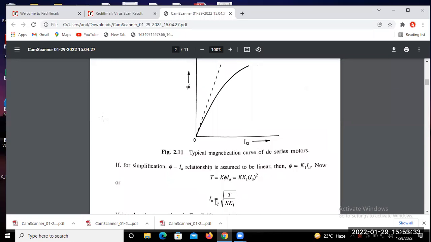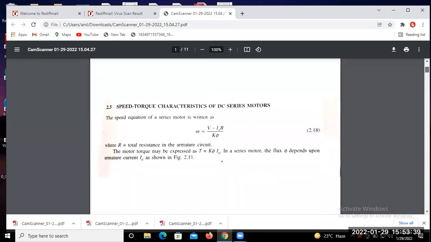ये वैल्यू क्या करना है, आईए को यहाँ पे पुट करना है, स्पीड के टॉर्क का इक्वेशन हम लोग को फॉर्म में फाइंड आउट करना है. दैट मींस यहाँ पे तो ओमेगा कैन बी एक्सप्रेस इन द टर्म्स ऑफ टॉर्क. जस्ट यहाँ पे पुट करो, जस्ट यू पुट द वैल्यू ऑफ, सॉल्व कर रहे हो, जस्ट आईए इक्वल टू स्क्वायर रूट ऑफ कितना हो जाएगा, टी बाय के इंटू के वन.